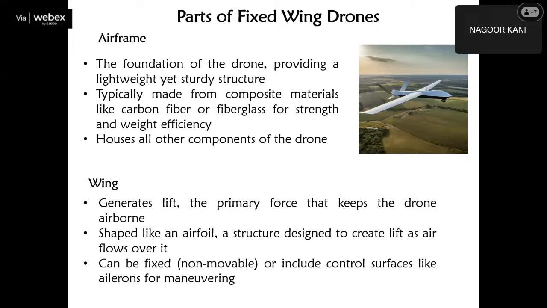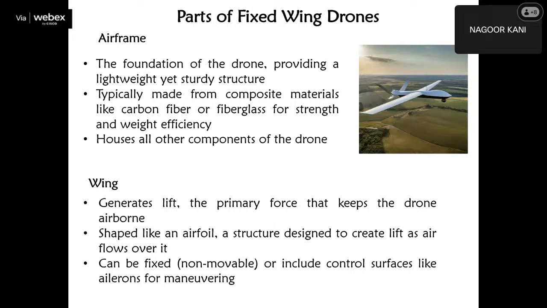Now, one more thing we have to discuss in this session is what are the parts of fixed wing drones. What is a drone composed of? Mainly airframe and wing, then tail, then propulsion systems and ground control stations. So these are the major components of a UAV or a fixed wing drone.